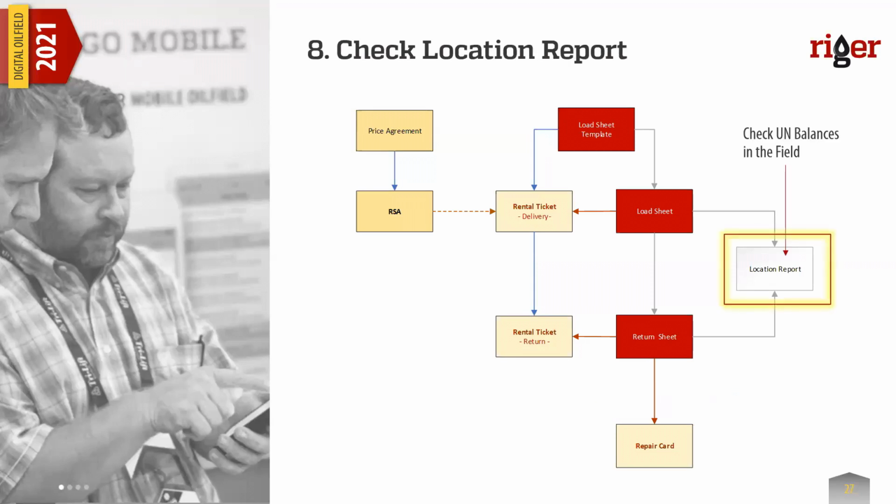You may also check the location report, which will show you all unit numbers balances in the field. So if something has been left at the location, you will see that in the location report, because it may be a partial return of the equipment, or it may be some additional deliveries or shipments of the equipment throughout the course of the job. So you still may have something at the location, and the location report will exactly show you what still has been left.